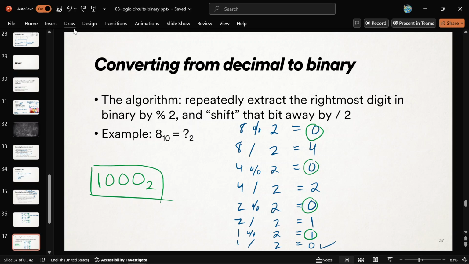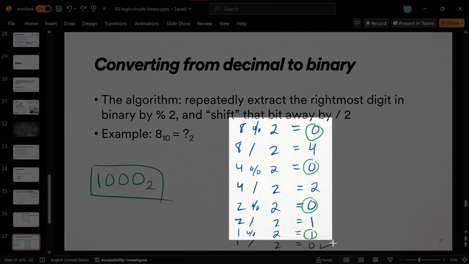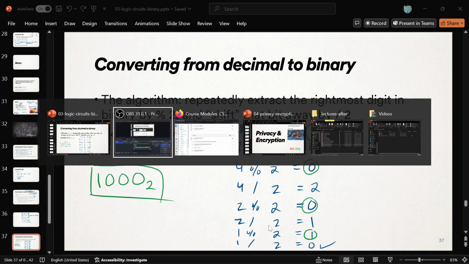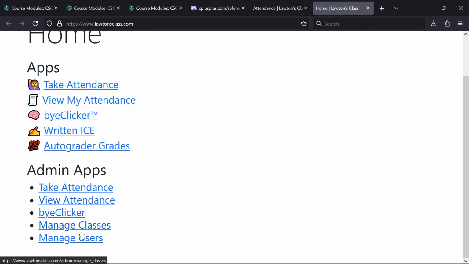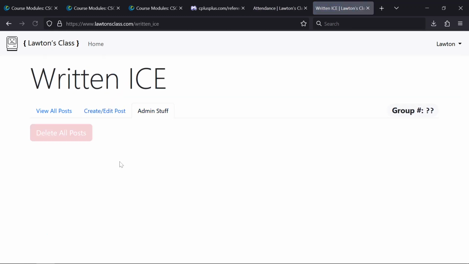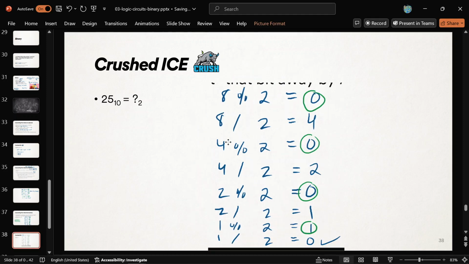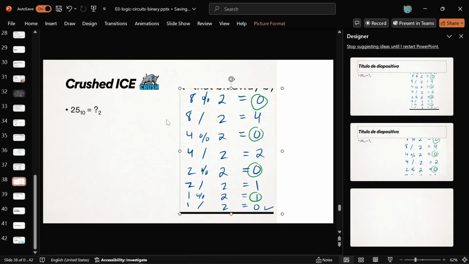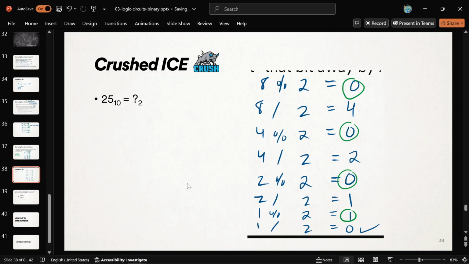All right, your turn. So here's the screenshot, and because we are shy today, let's go to the written nice page, and please write in your answer once you come up with it. I'll clear it out for us. Here is a question for you, and here's the algorithm to do it. Figure out what 25 is in binary. Convert it from decimal to binary using this pattern. Questions about the question? So give it a try.